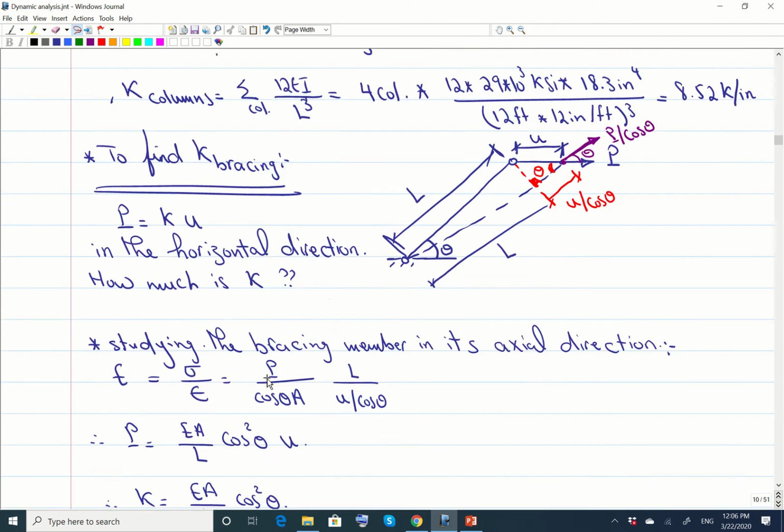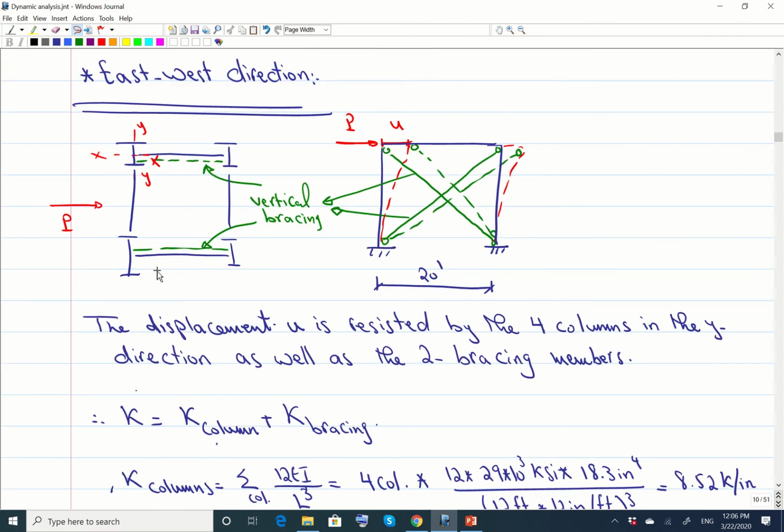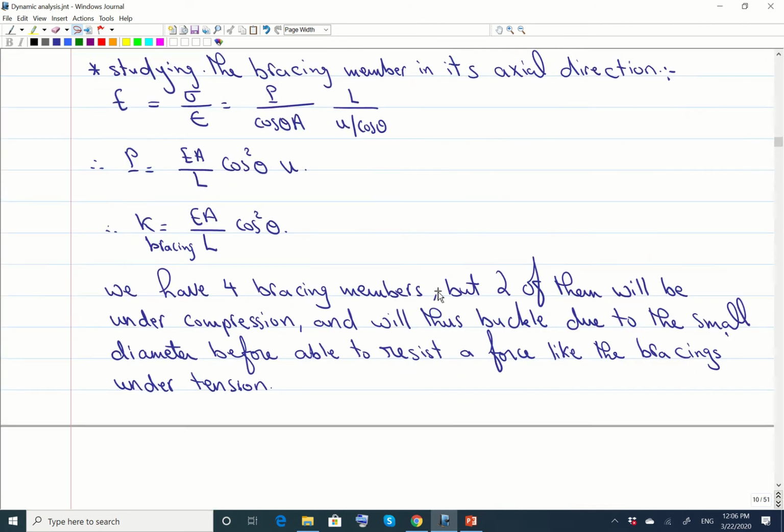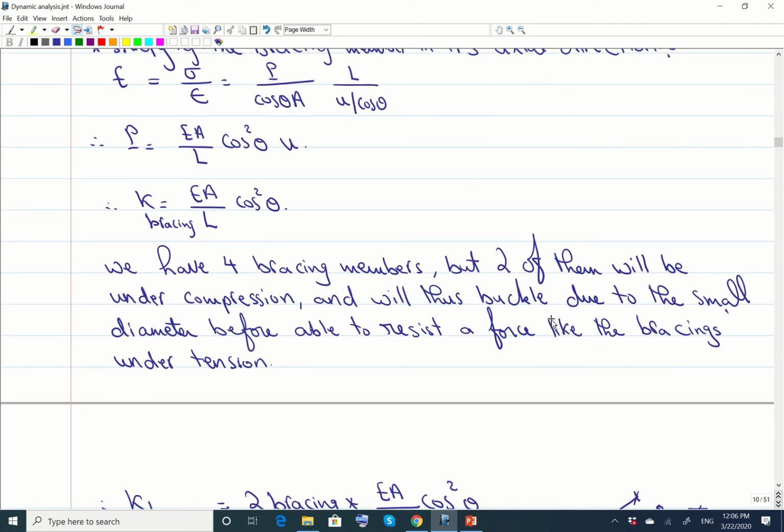How many bracings do we have? As you see here, in one frame you have 1, 2 members, and then there is another bracing over here, so you have overall 4 members. But when you apply a P over here, one of those members is going to be under compression. For example, this one is going to be under compression, the other one will be under tension. So we have 4 bracing members, that's correct, but 2 of them will be under compression and the other 2 will be under tension. Those 2 that will be under compression will buckle way before the members under tension reach their strength.